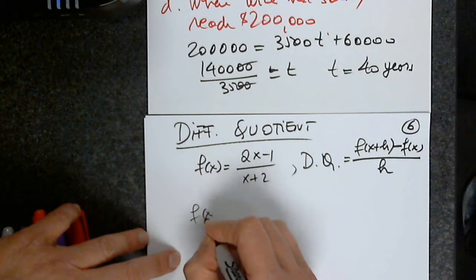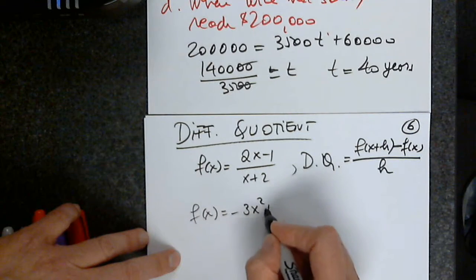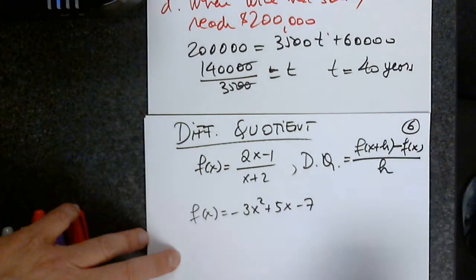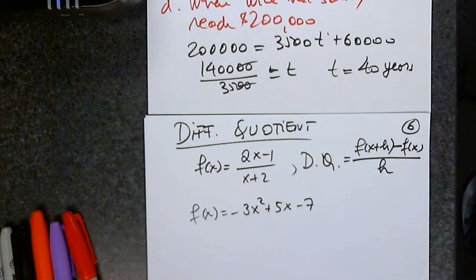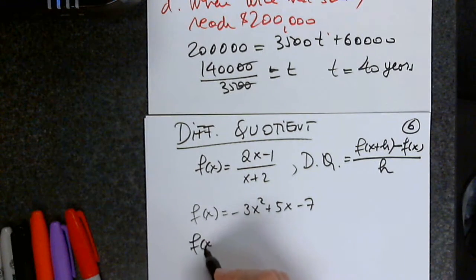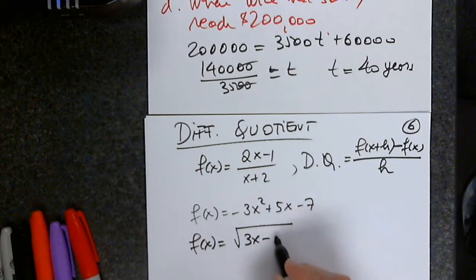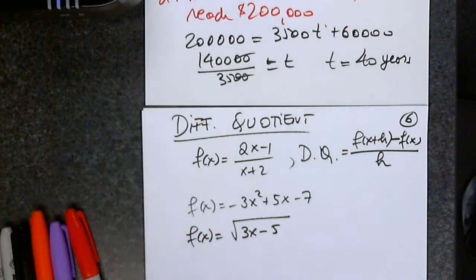Another function will be a quadratic function like negative 3x squared plus 5x minus 7, and I have to find the difference quotient for that. Another very important function will be f of x equals the square root of 3x minus 5, and we have to find the difference quotient for that. All these are super important. I'm just very surprised that when I look at the review in chapter 2, I can't find one. Not even one. Okay, doesn't matter. So let's start with the first one.